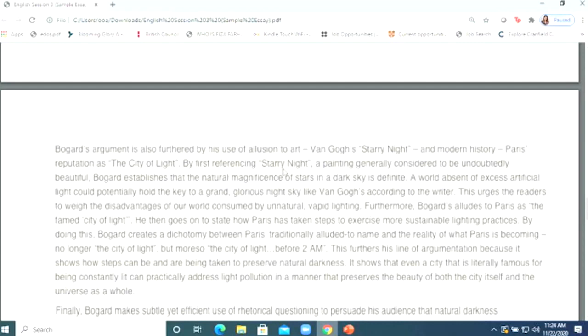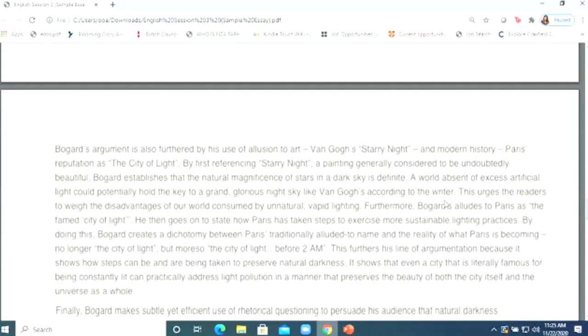By first referencing Starry Night, a painting generally considered to be undoubtedly beautiful, Bogart establishes that the natural magnificence of stars in a dark sky is definite. A world absent of access to artificial light could potentially hold the key to a grand, glorious night sky, like Van Gogh's, according to the writer.